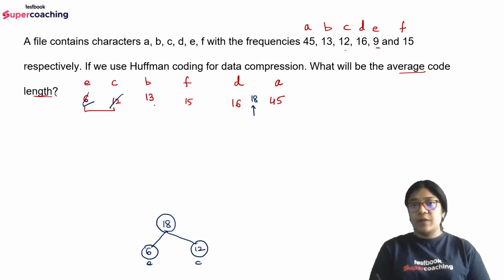So every time we have to get the two minimums. So the next two minimums are 13 and 15. Since both are smaller than 18, they will be a part of the left subtree.